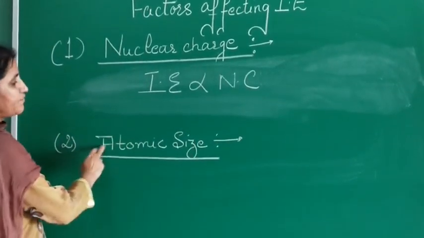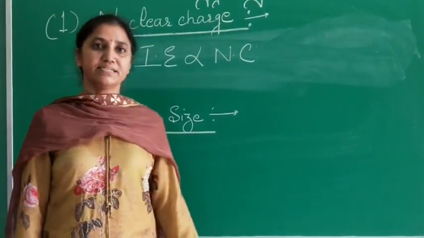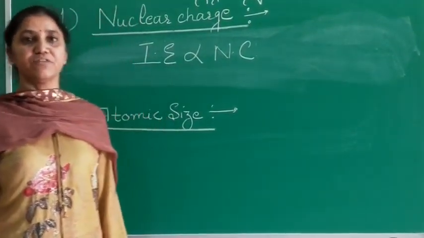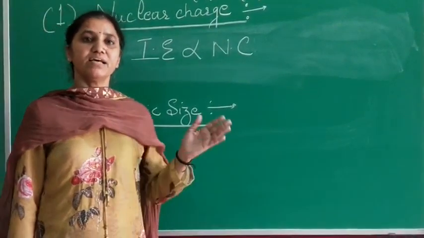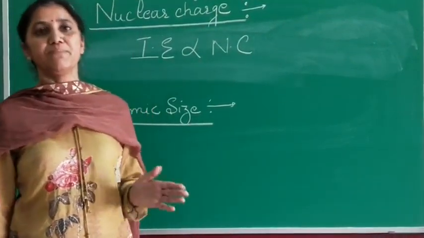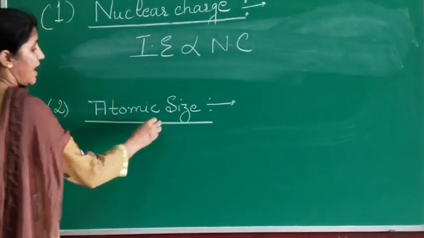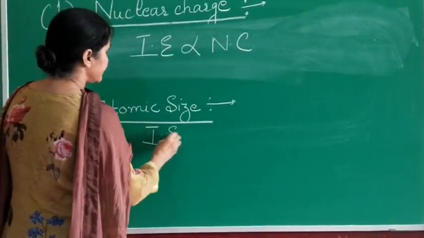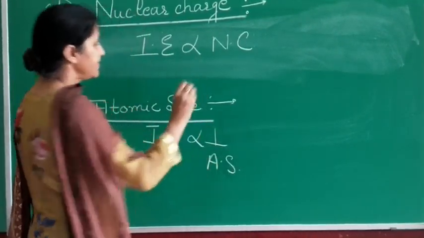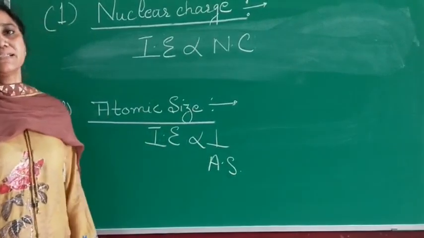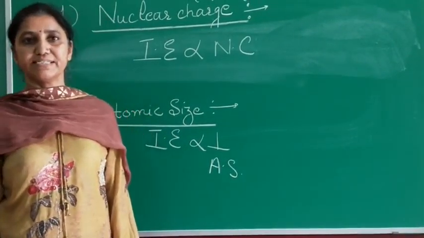Now come to the second factor, atomic size. As the atomic size increases, the force of attraction felt by the valence electron will decrease. So only a lesser amount of energy will be needed to remove the valence electron. So it means ionization energy is inversely related to the atomic size. With an increase in atomic size, a lesser amount of ionization energy is required to pull out the valence electron.